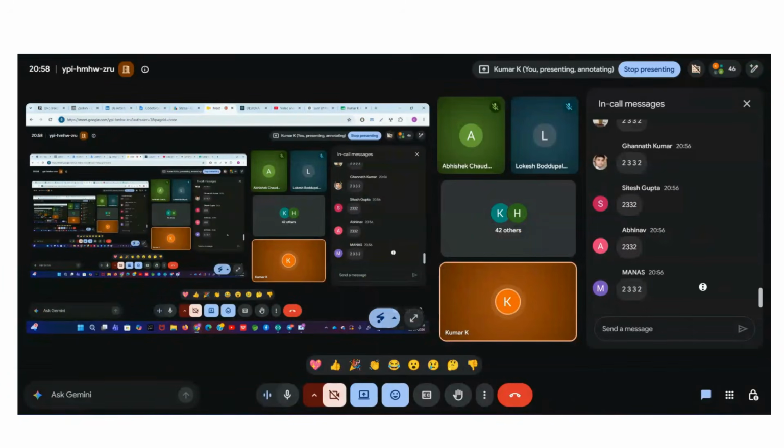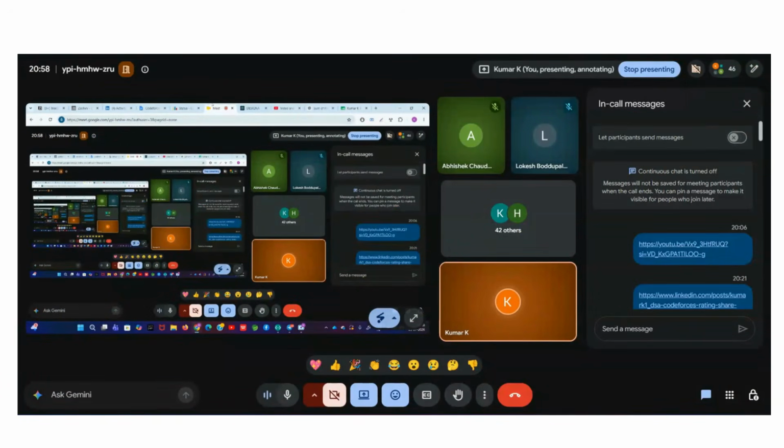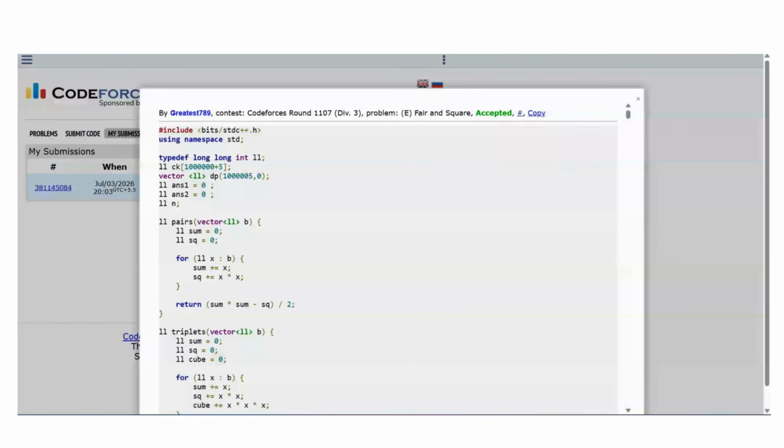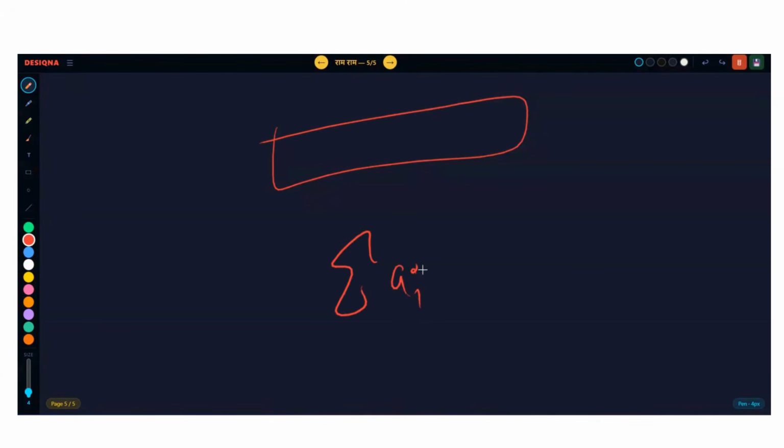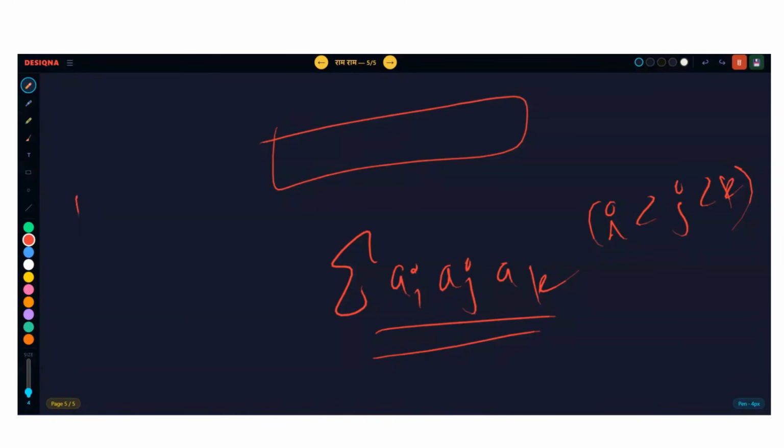But now the problem is how to do it efficiently. You guys know the O of n cube algorithm to calculate this, right? Guys, react with emojis if you really know the n cube algorithm. If I give you any array, can you calculate summation of ai, aj, ak such that i less than j less than k? You can run 3 nested for loops, na? One for loop, second for loop, third for loop, and then sum equal to sum plus ai into aj into ak.